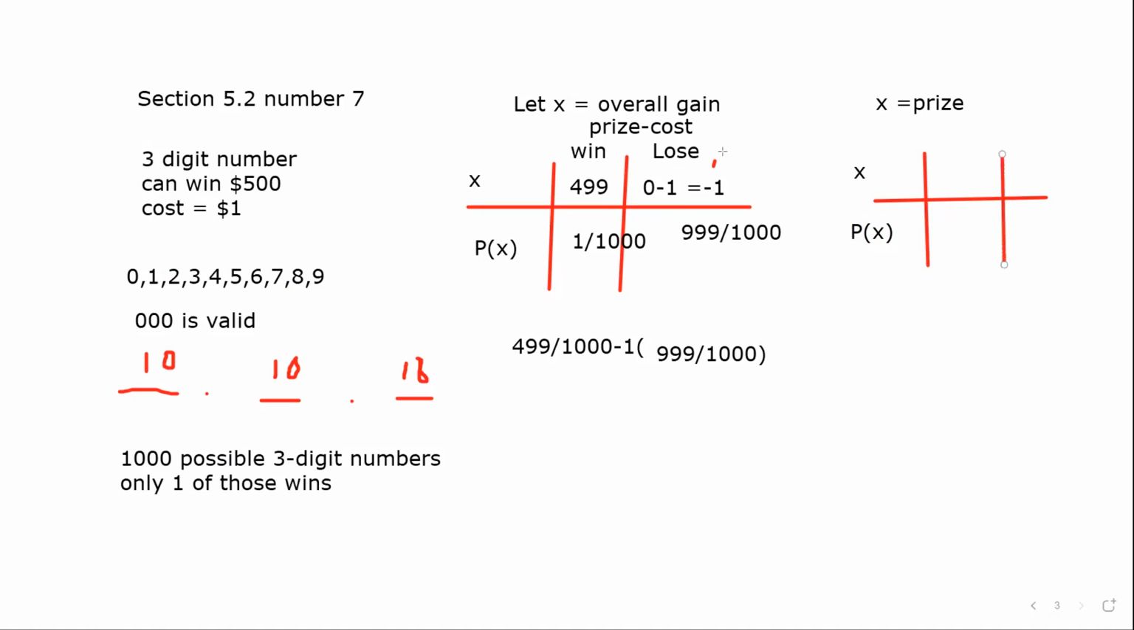What happens is, if we win, now X is the prize, so this is 500, because your prize is $500. You still have a 1 in 1,000 chance of winning it. Your probability hasn't changed. Now this one is zero, because if you lose, you don't win, your prize is nothing. You don't have to subtract the one, because X is now your prize here. Does that make sense to you?